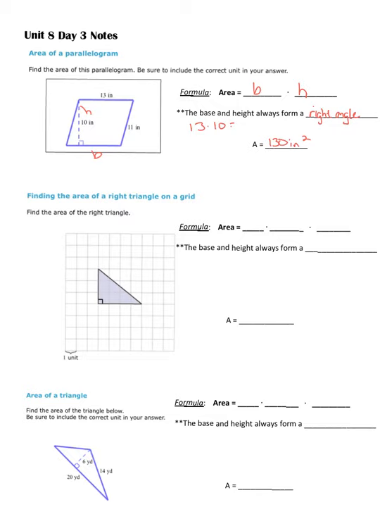So when you look at a parallelogram, you want to drop a line from any vertex, because you could go from here, this way. All right?